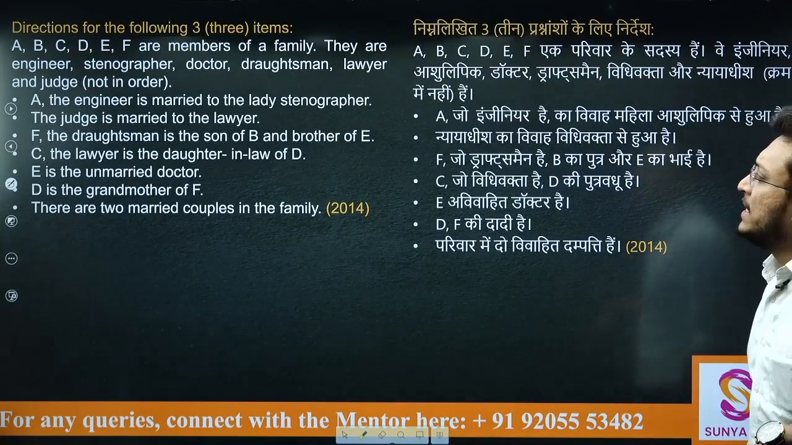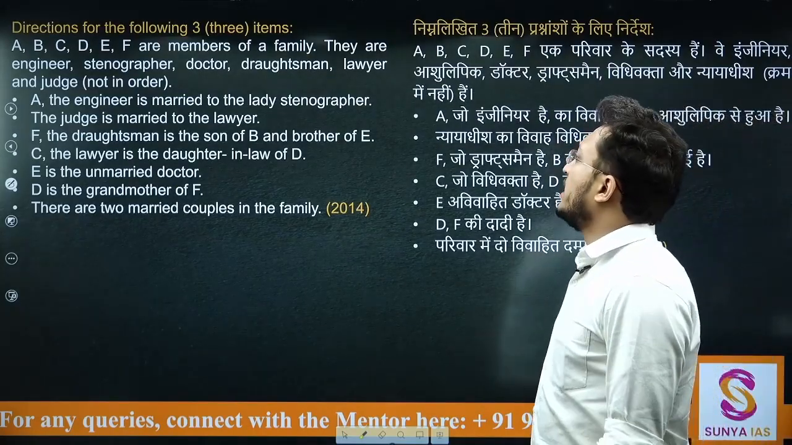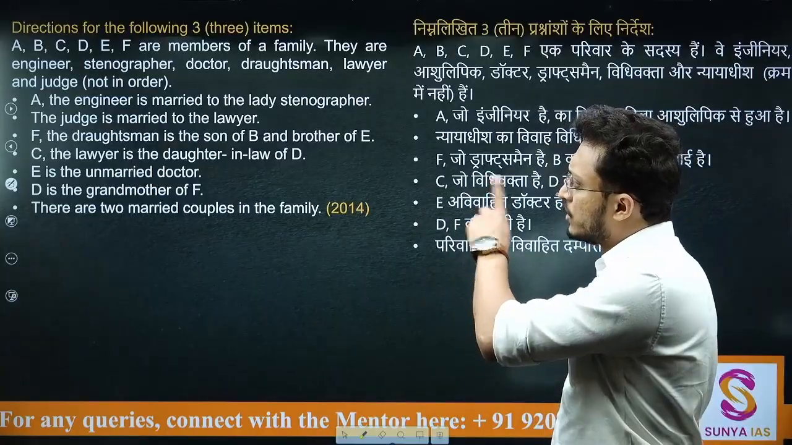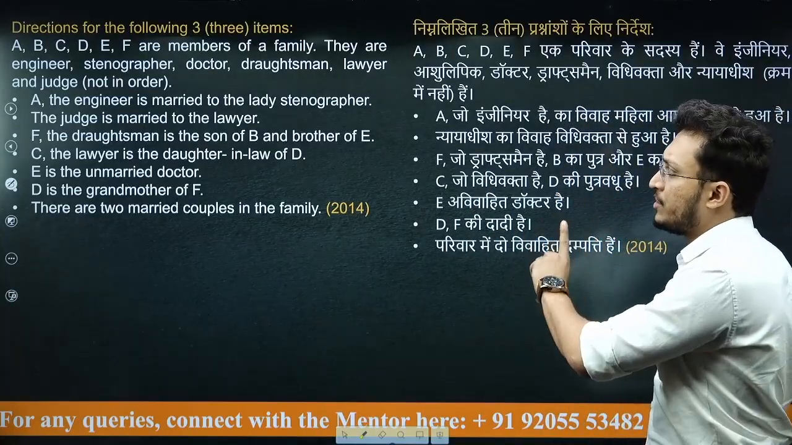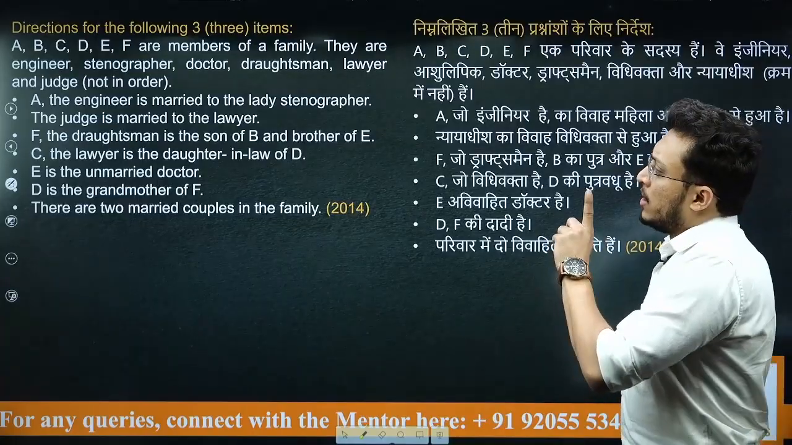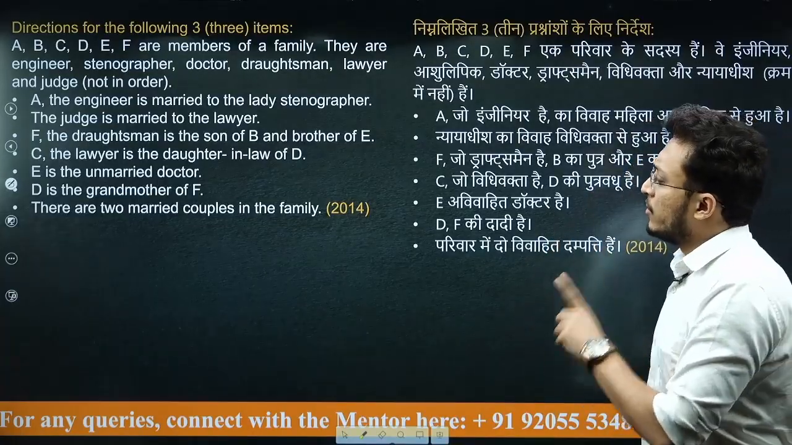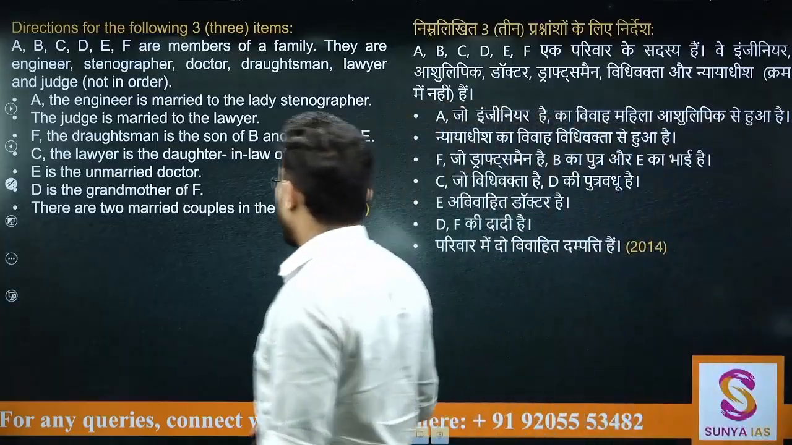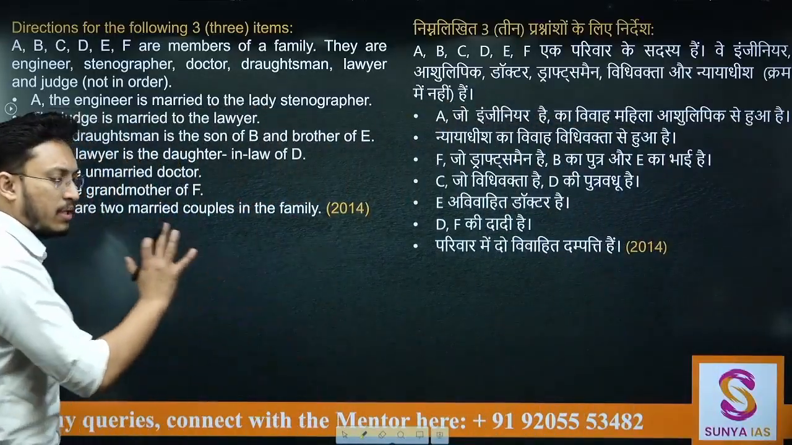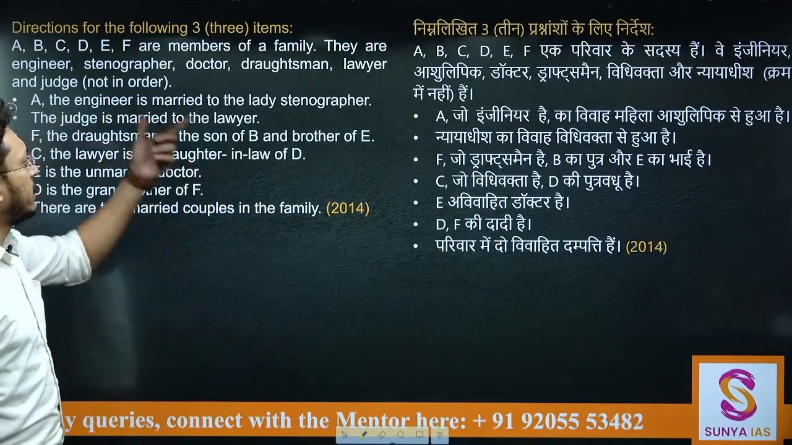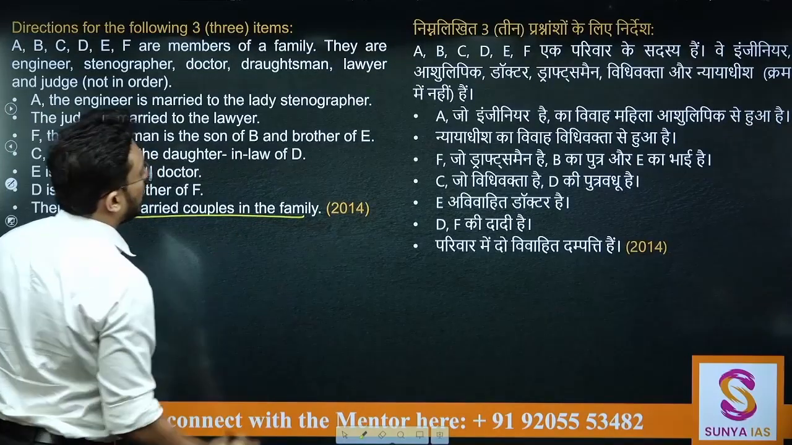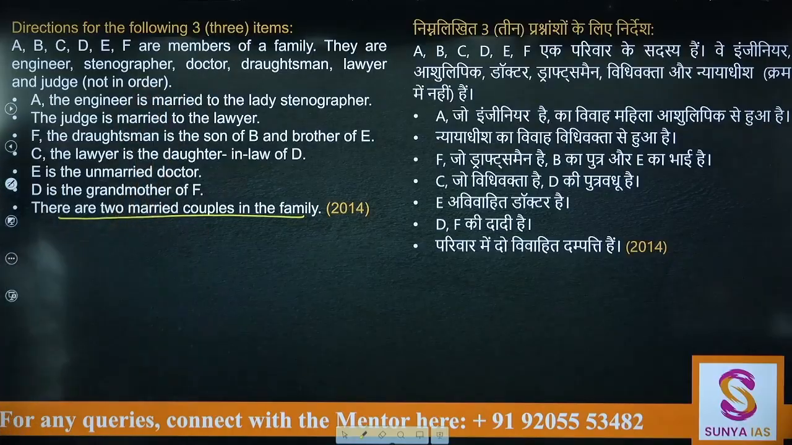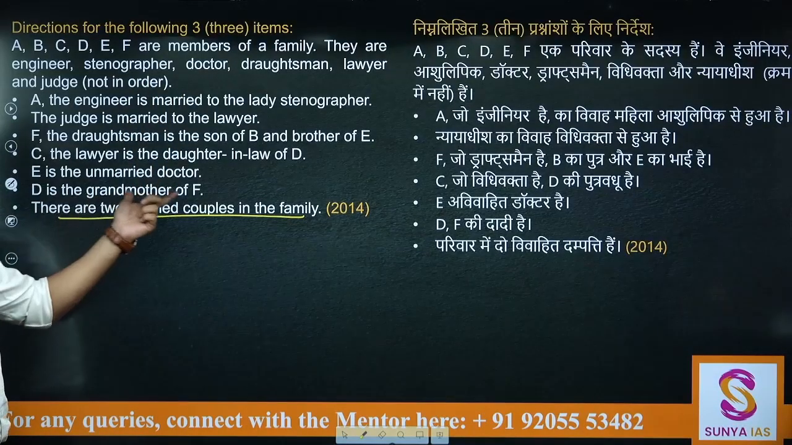A, B, C, D, E, F are members of a family. Certain professions are also given. So now blood relations and professions are also mixed. Certain statements are given. We need to first decipher the respective professions and their blood relations even. It is given that there are two married couples in the family, and in total there are 6 members in the family. Fine. Now see, D is the grandmother of F.